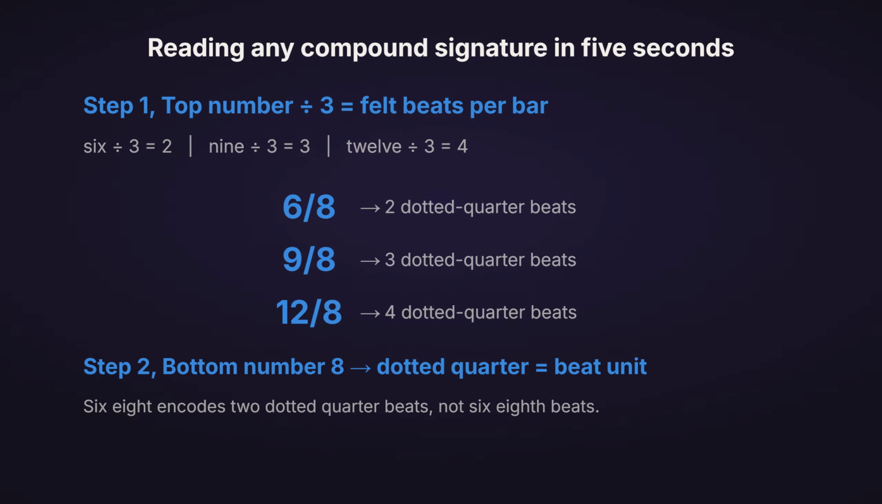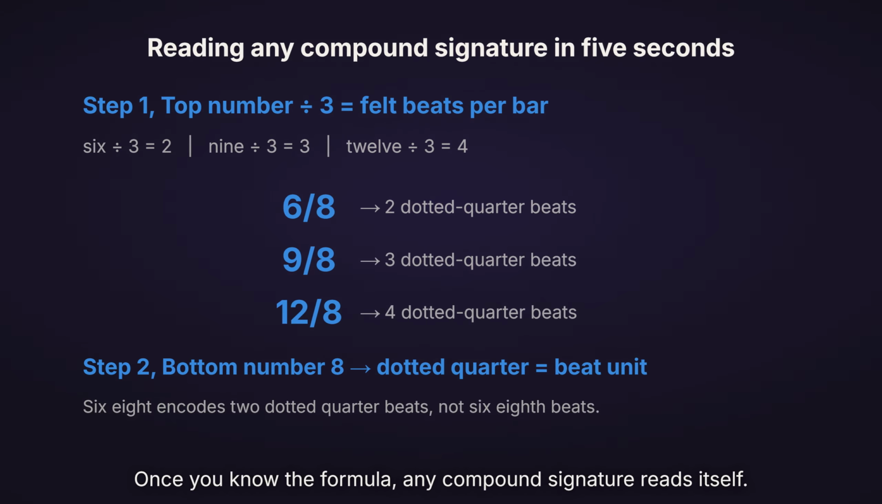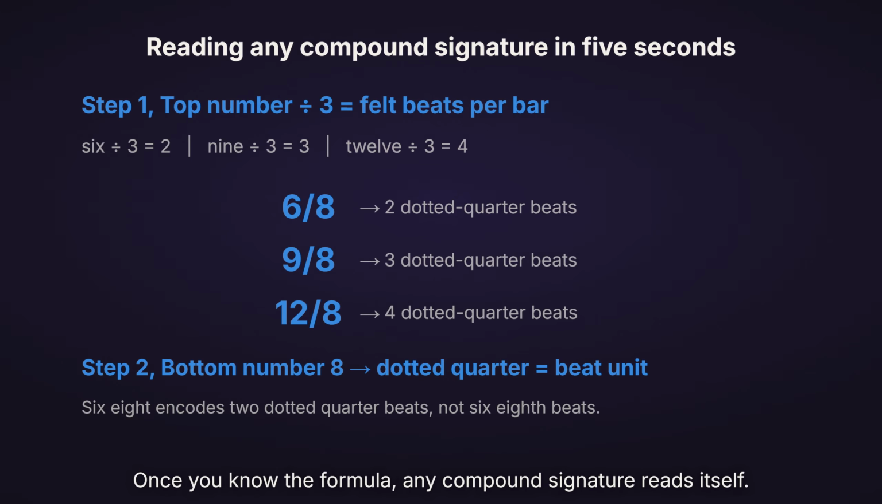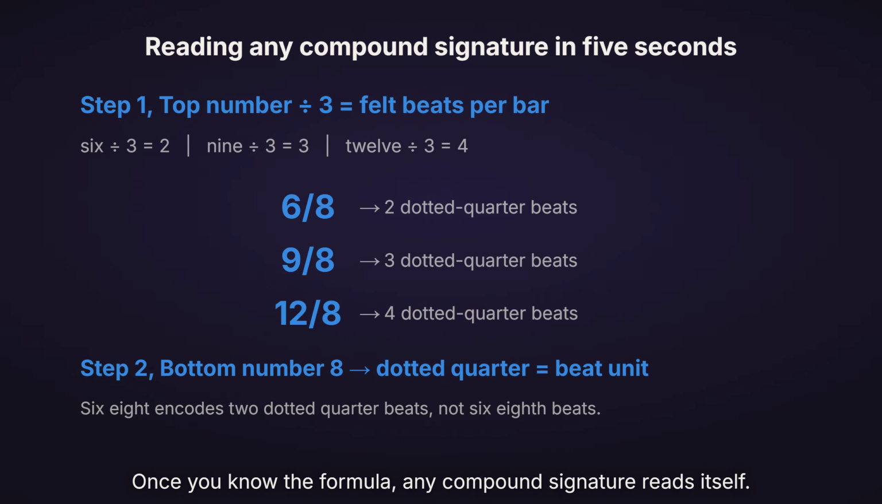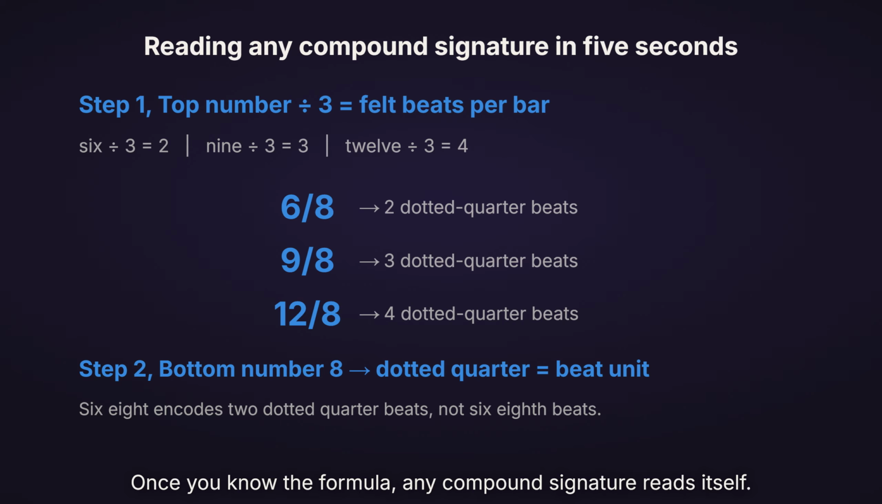Once you know the formula, the signature stops being confusing and starts being useful. You glance at 6/8, divide, and you know immediately: 2 felt beats, dotted quarter pulse, jig feel. You glance at 12/8: 4 felt beats, dotted quarter pulse, slow blues feel. The formula works for every compound signature you will ever see.